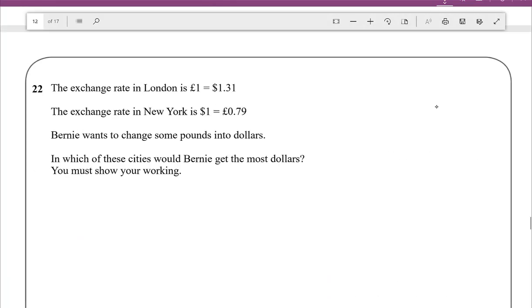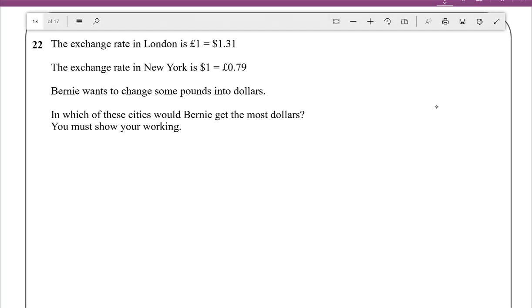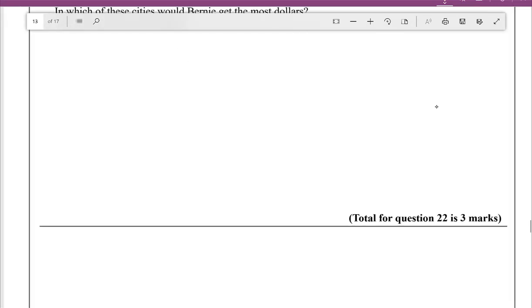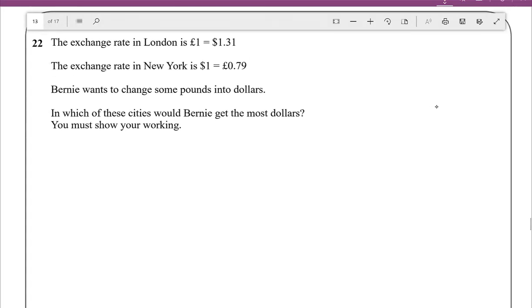Question number 22. Again, I covered this topic in my last video, so it's a very important topic for paper 3 of the 2019 GCSE Maths exam. The exchange rate in London is £1 equals $1.31. The exchange rate in New York is $1.79. Bernie wants to change some pounds into dollars. In which of these cities would Bernie get the most dollars? You must show your working, and this is worth 3 marks, and without working you won't get any marks.